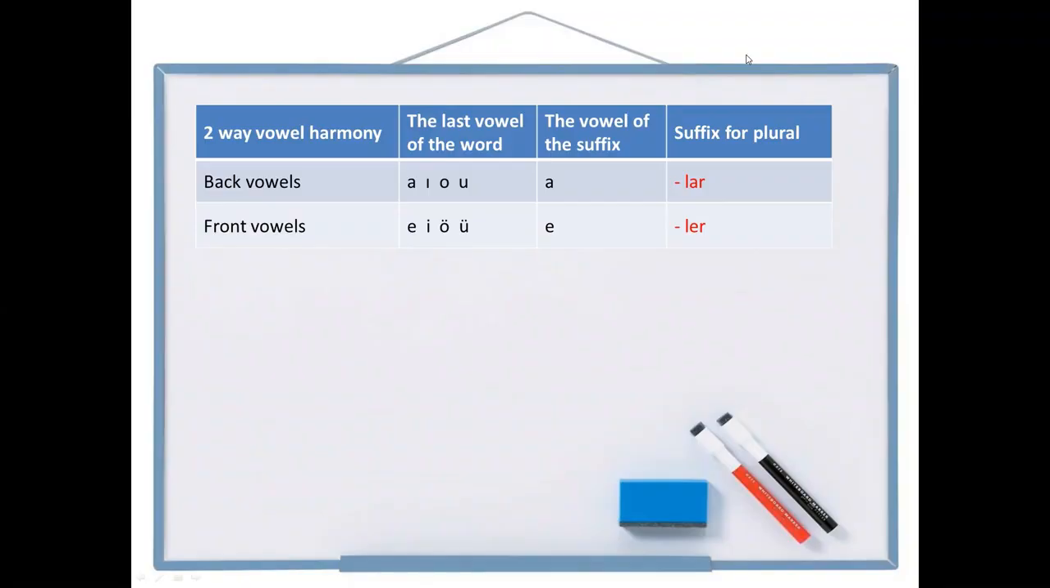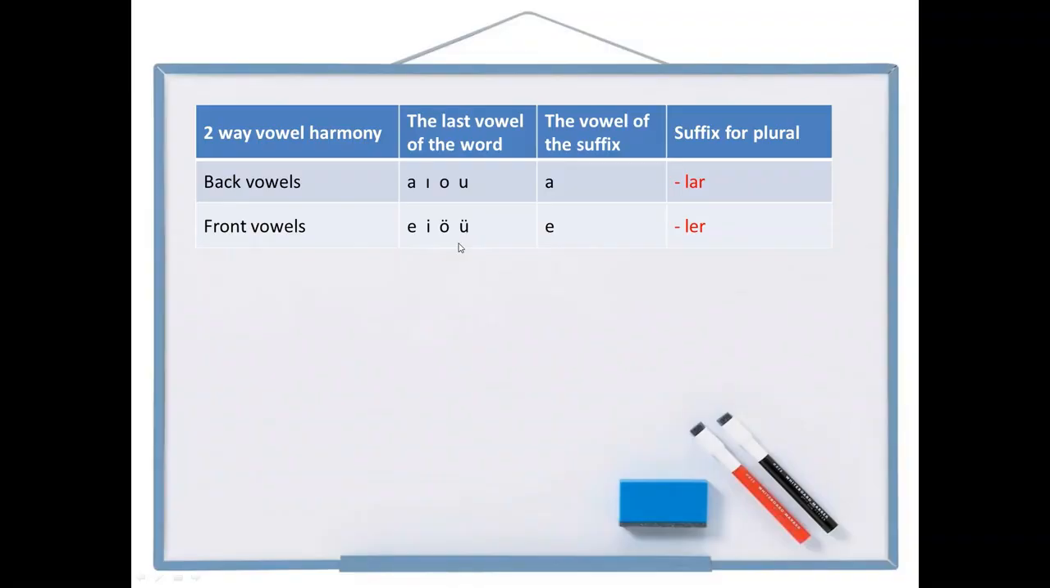As you see on the charts, there are 8 vowels in Turkish. The back vowels are A, I, O, U. And the front vowels are E, İ, Ö, Ü. But why are they called back vowels or front vowels? Because the back vowels, we produce them with the back part of the mouth. And the front vowels, we produce them with the front part of the mouth.